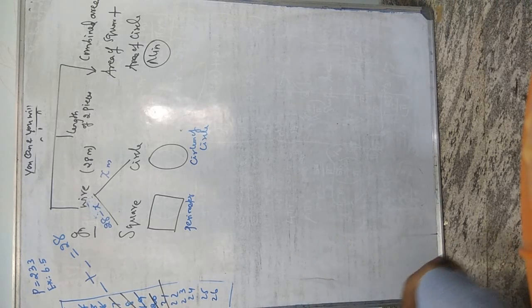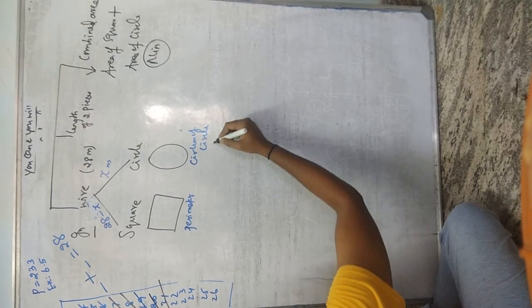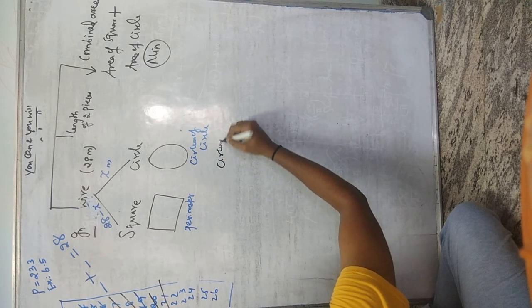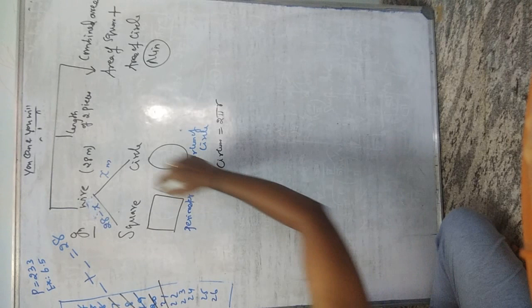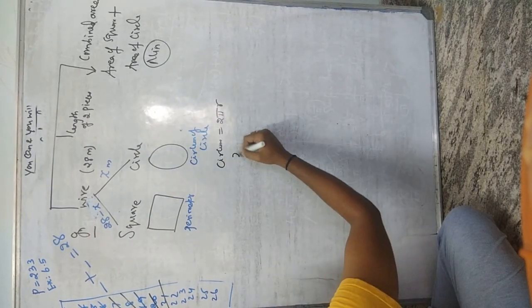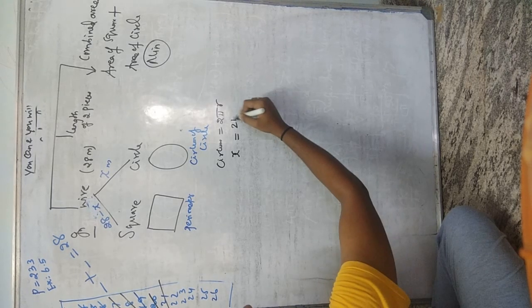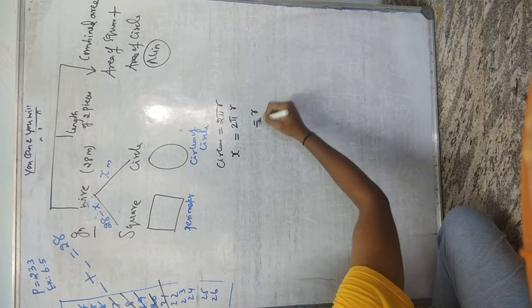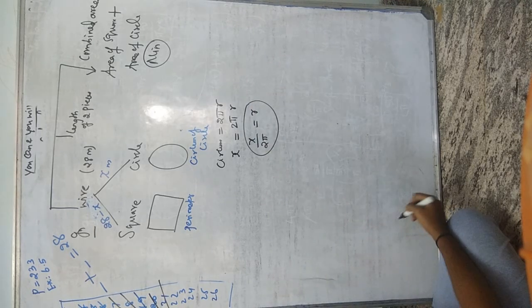So first I'll move on to the circumference of the circle. The circumference formula is 2 pi r. The total circumference is x meter, equal to 2 pi r. So what will be the radius? x upon 2 pi. From this I have found the radius.